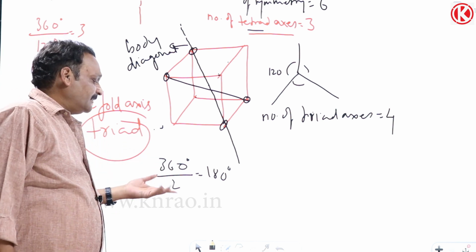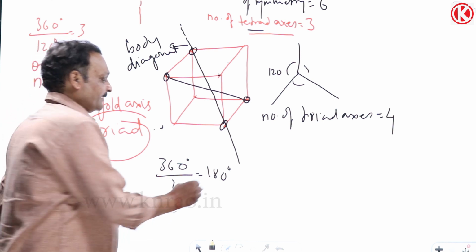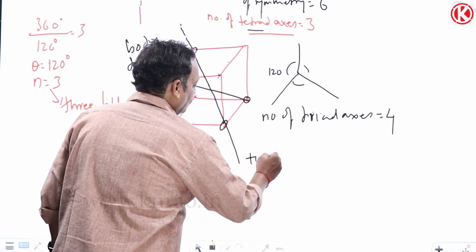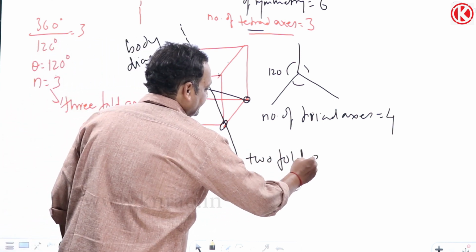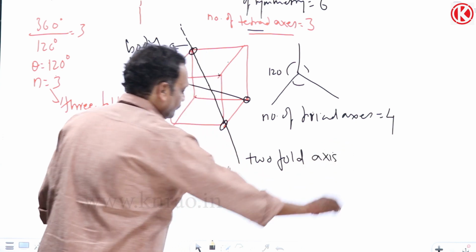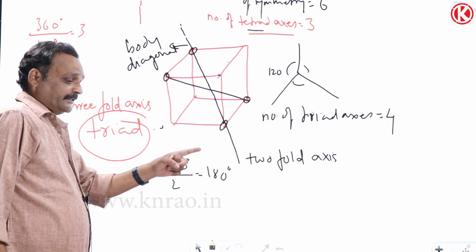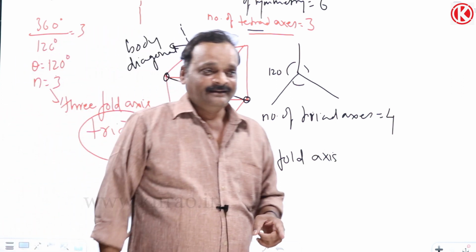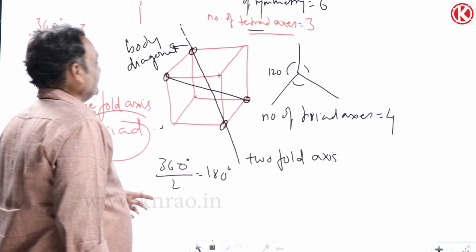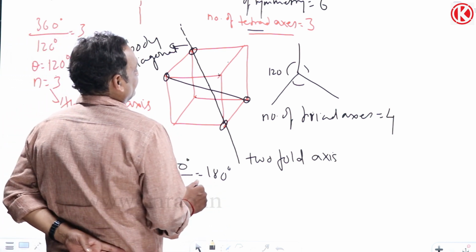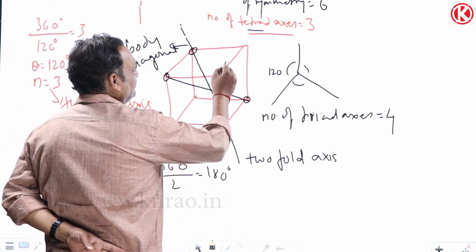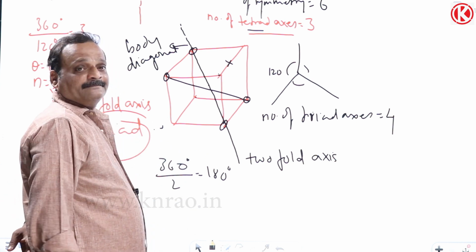So what do we call this one as? Twofold axis of symmetry. It is known as twofold axis of symmetry. What is the angle through which you have to rotate it? 180 degrees. Okay. Right? Now, imagine an axis passing through the midpoint of this edge.